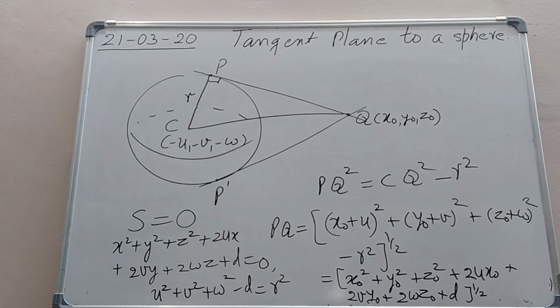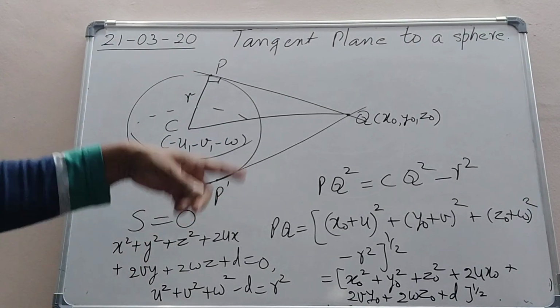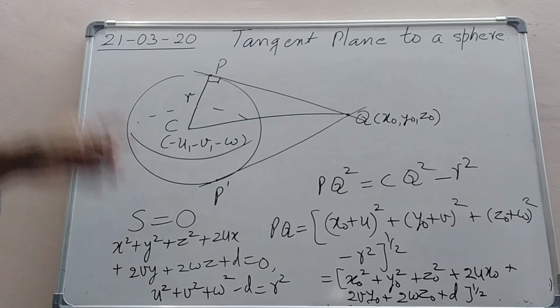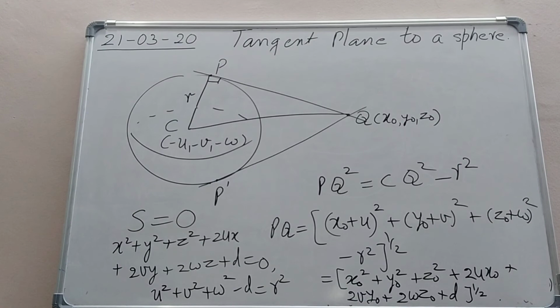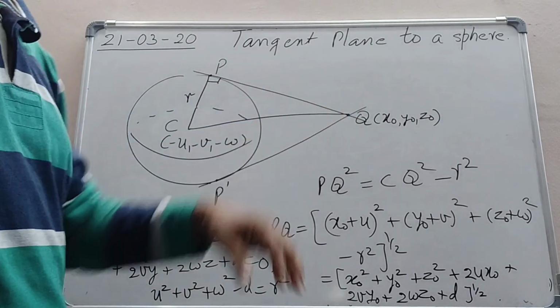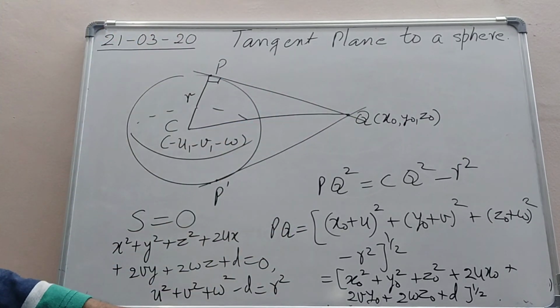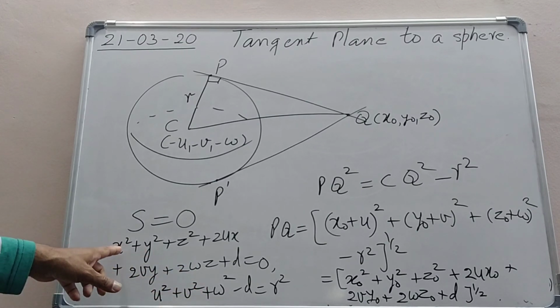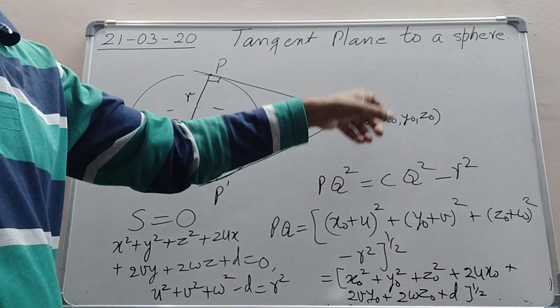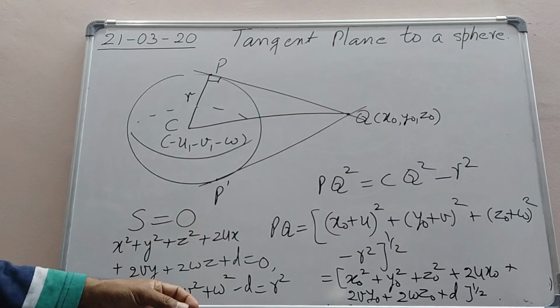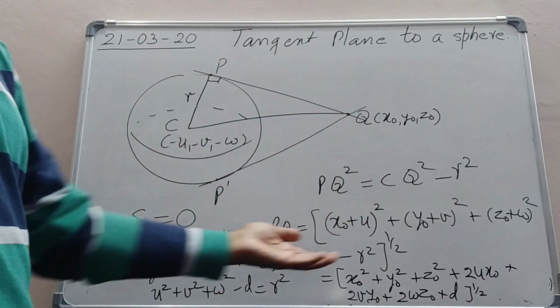Now that's something interesting, and therefore if you know the equation of the sphere, you can find the length of the tangent from a point outside in a very simple way. Just replace x by x naught, y by y naught, z by z naught. Namely, substitute the coordinates of Q into the equation of the sphere and take the square root. What you get is the length of the tangent.